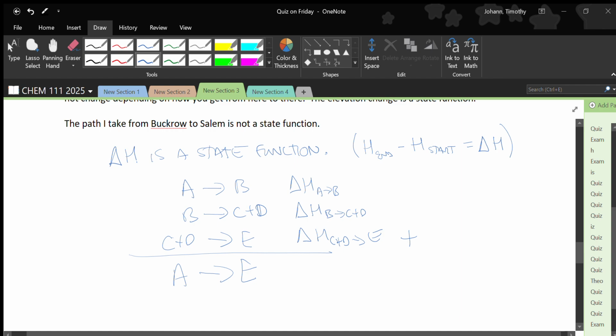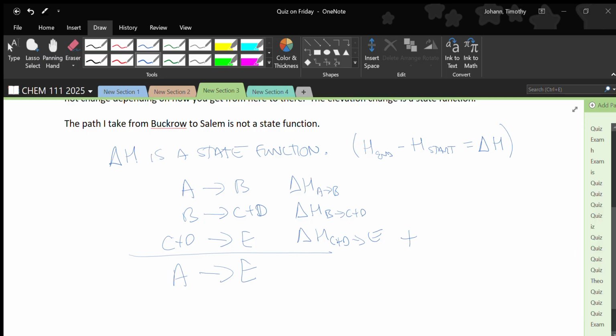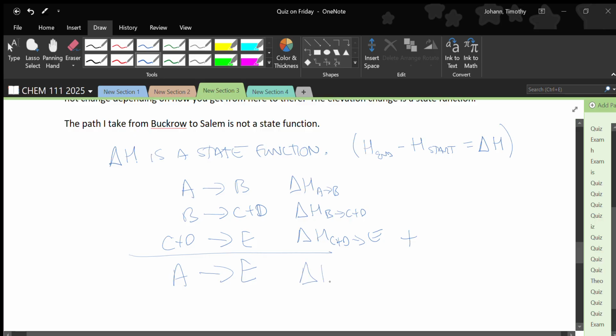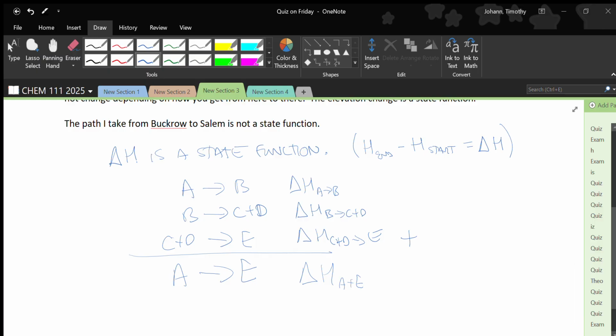Because it doesn't matter how I get from A to E. Okay? So if I go to here and then I go to here and then I go to here and I add them all up, I get the enthalpy change from A to E. All right? Just like when I was traveling from Buckrow Beach to Salem, if I went to Colorado, right? I'm at sea level, I go to Colorado and then I come back to Salem.